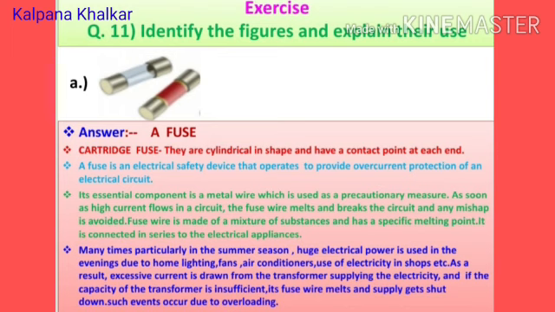It is connected in series to the electrical appliances. Many times, particularly in the summer season, huge electrical power is used in the evenings due to home lighting, fans, air conditioners, use of electricity in shops, etc. As a result, excessive current is drawn from the transformer supplying the electricity, and if the capacity of the transformer is insufficient, its fuse wire melts and supply gets shut down. Such events occur due to overloading.